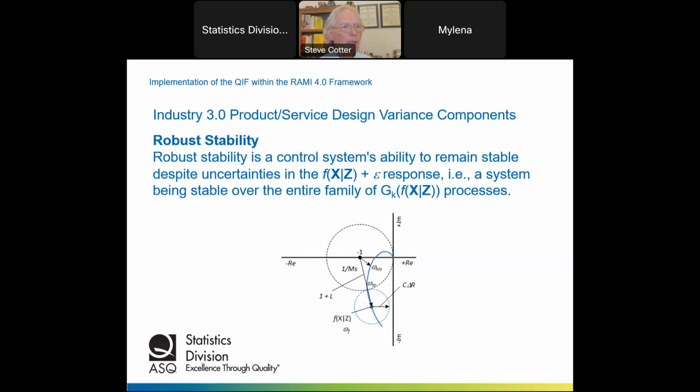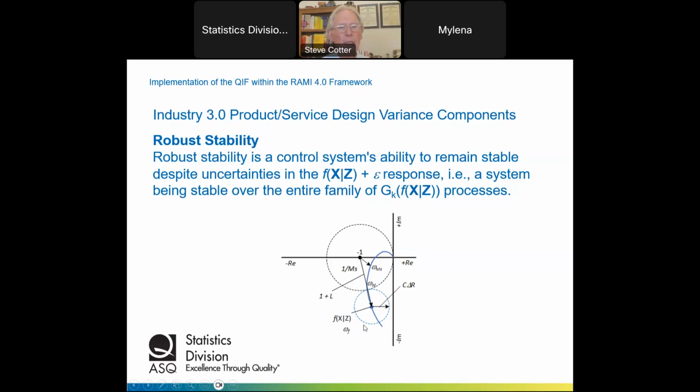Robust stability in a control system is the control system's ability to remain stable despite uncertainties in the f of x given z plus the error response, i.e. the system being stable over the entire family of gain processes. Note that this is a typical Nyquist plot for system robustness. The key here is that around the -1, there is a unit circle of instability area.